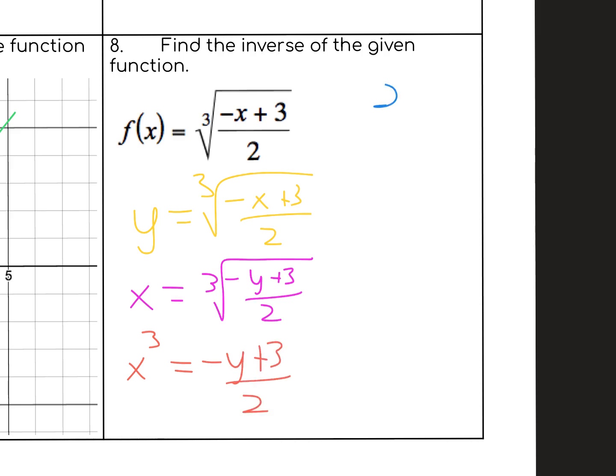Multiply both sides by 2. And then I'm going to subtract 3. And finally, I'm going to multiply by -1. And I did it. And I bet if you graph those, put those into Desmos, you'd see that they are inverses.